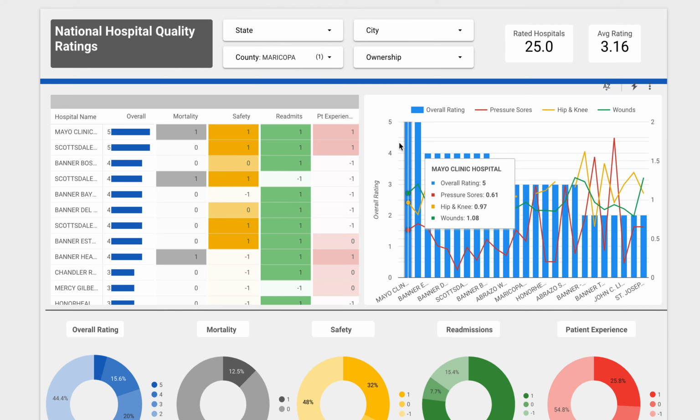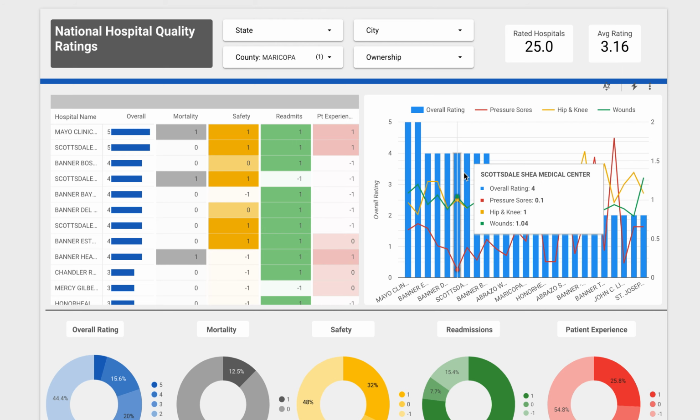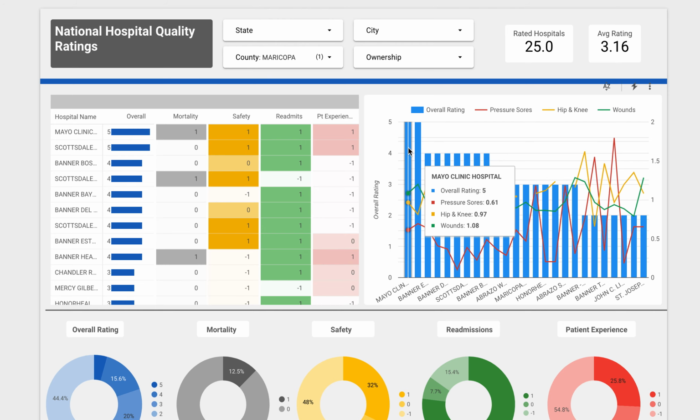If you jump over here, you can see Mayo Clinic relative to the nation on pressure sores, hip and knee complications, and wounds. Anything less than 1 shows that it's below average as far as complications with pressure sores. Anything above 1 means it's above the national average. So Mayo Clinic, as you can expect, is below on 2 of the 3, and that could be because of case mix or something where wounds is slightly above average.